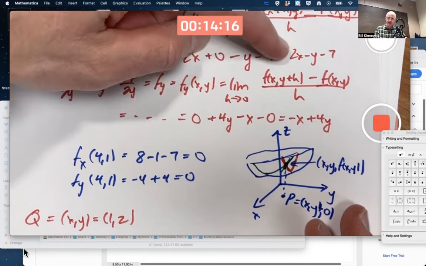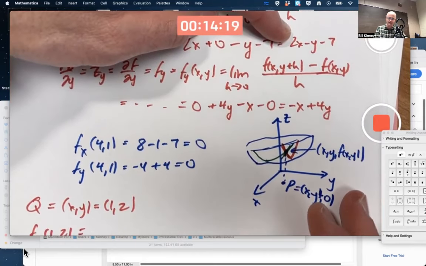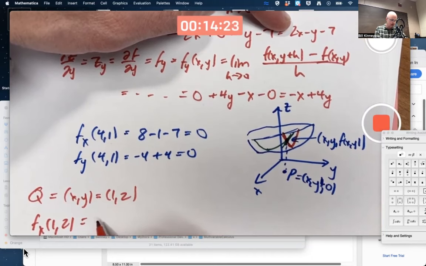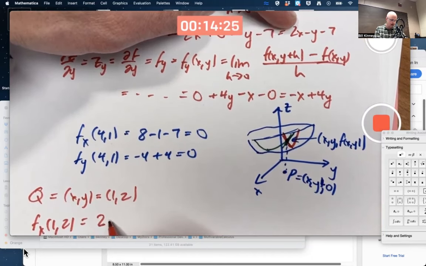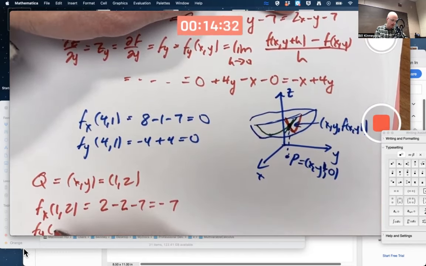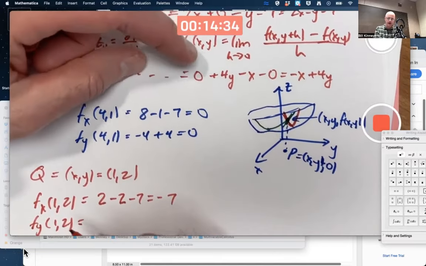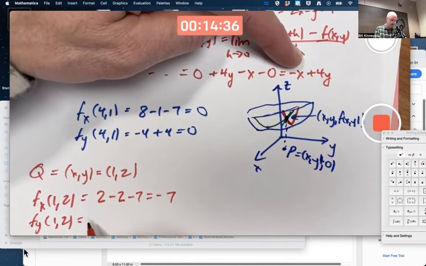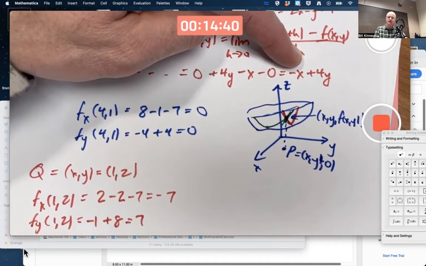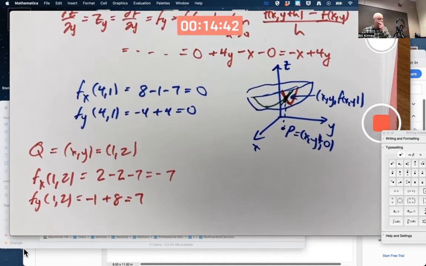There's the formula for Fx, 2x minus y minus 7. It's going to be 2 times 1 is 2, minus y is minus 2, minus 7 is negative 7. Fy(1, 2), looking right here, is going to be negative 1 plus 8 is positive 7. I didn't mean to have those come out to be opposites.